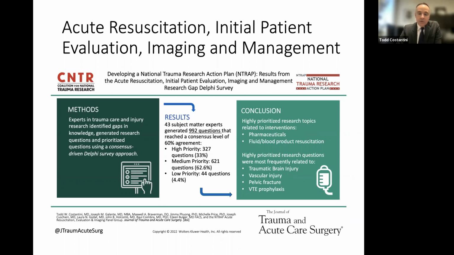And then also really one of the main drivers of the questions in this panel was the fluid and blood product resuscitation. When we broke things into specific injury patterns or diagnoses, we found that some of the highest interest was in traumatic brain injury, vascular injury, pelvic fracture, and VTE prophylaxis.